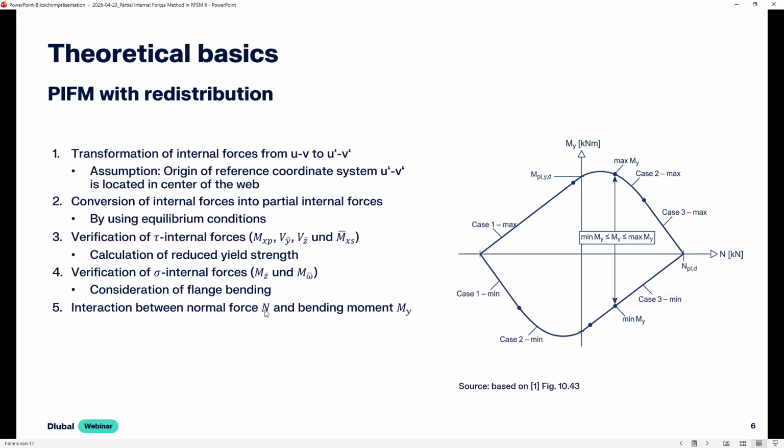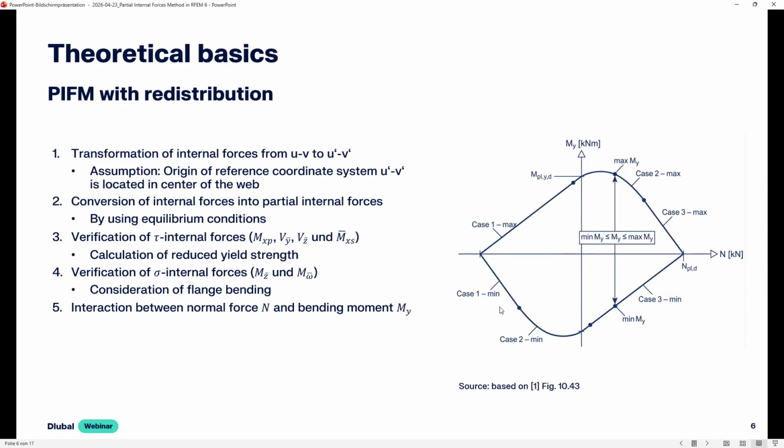And the reason why we cannot consider them together is because there is no closed expression or simple formula to consider all these internal forces together. So what we have to do as an alternative is this interaction. That means we have multiple cases that we need to consider.